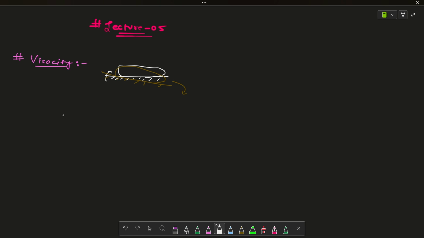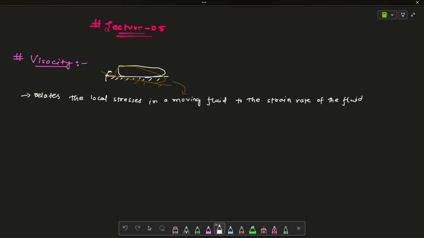Okay. So what viscosity does is it relates the local stresses in a moving fluid to the strain rate of the fluid elements. Obviously we are studying fluid, so it should be fluid elements, not solid elements.